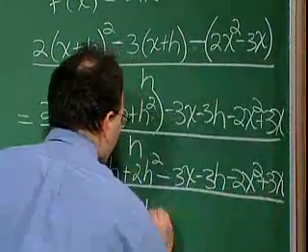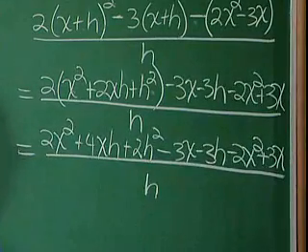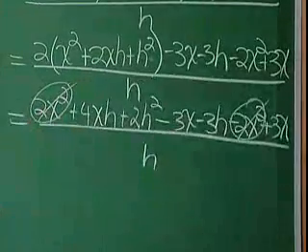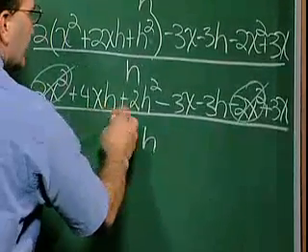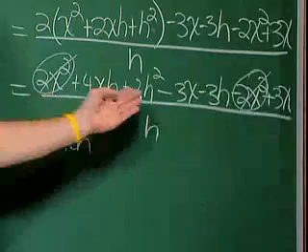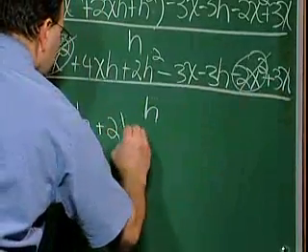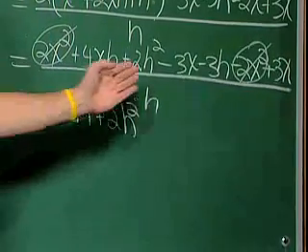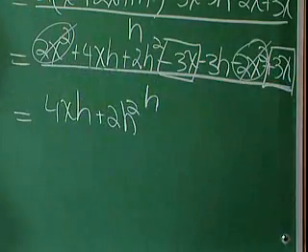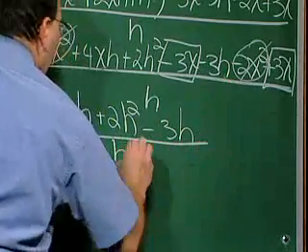That's all over h. Well, now we can look to see what things can be combined. We see that we have a 2x squared and a negative 2x squared, so they add up to 0. 4xh, there's no like term to 4xh, so I'll write that down. Then we have plus 2h squared, which there's no like term for. And then we have negative 3x, for which we also have positive 3x, so they will add up to 0. We have minus 3h, and that's all over h.